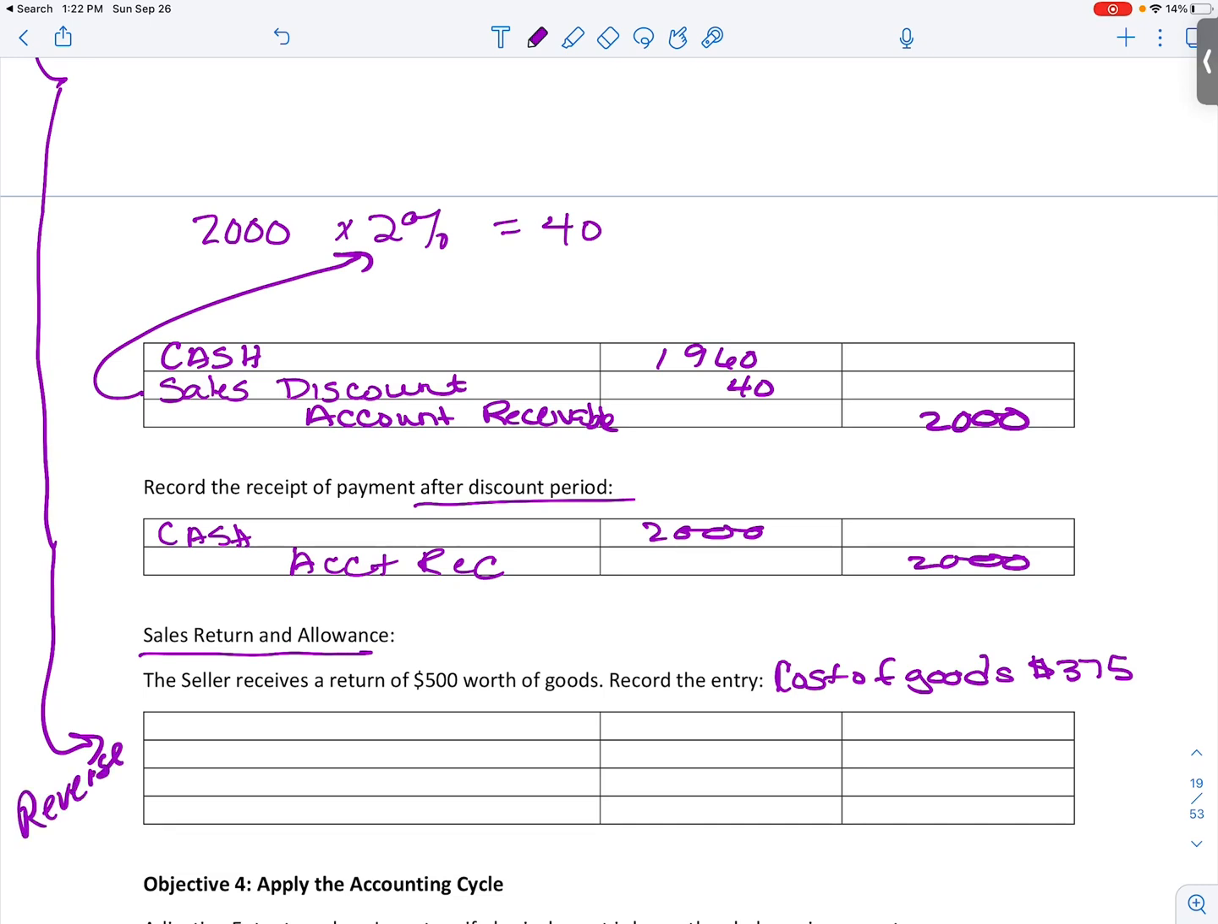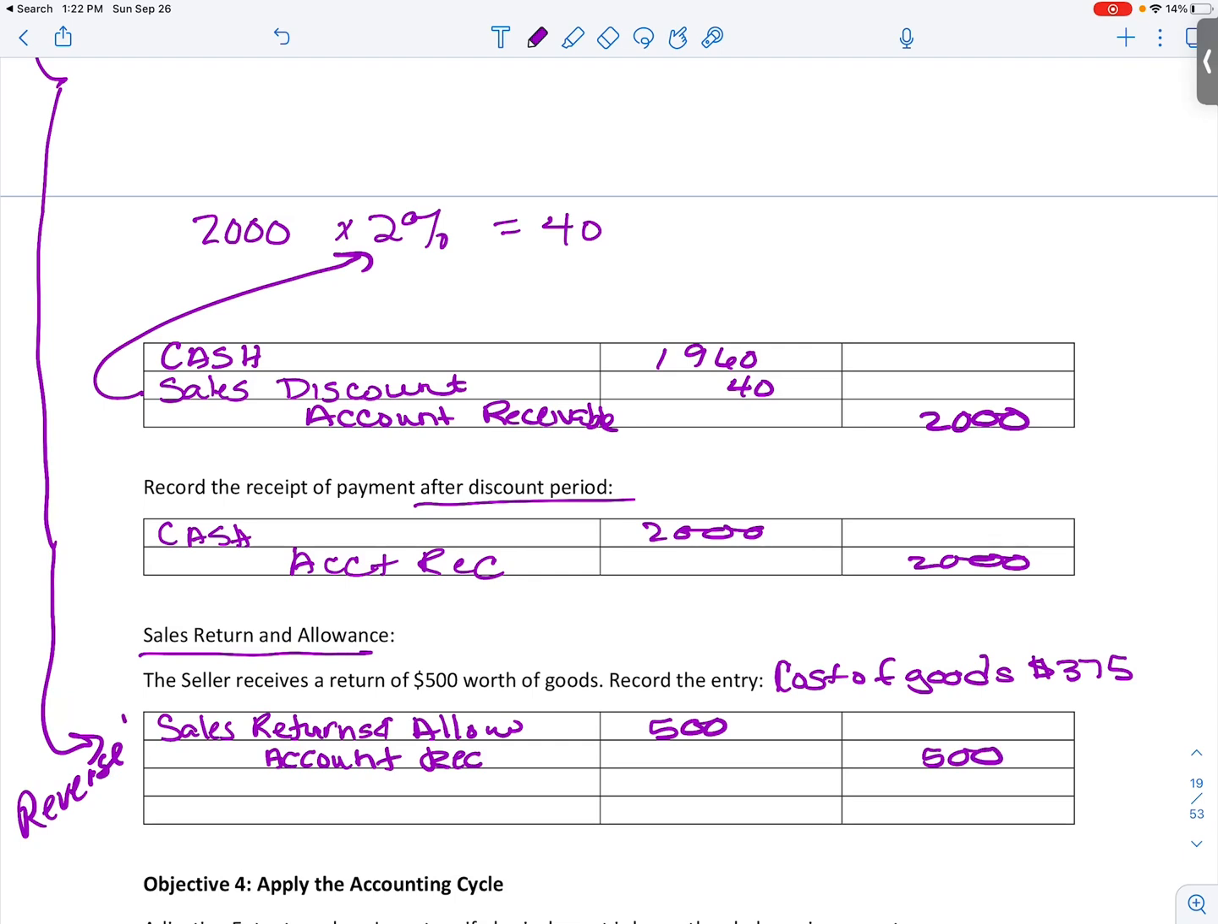So first of all, we'll go ahead and reverse that sale using that contra account, sales returns and allowances. And then we're going to go ahead and credit that account receivable because they don't owe us that money anymore. And that's for the full amount.